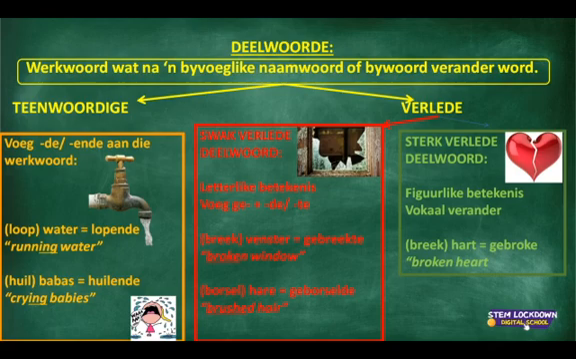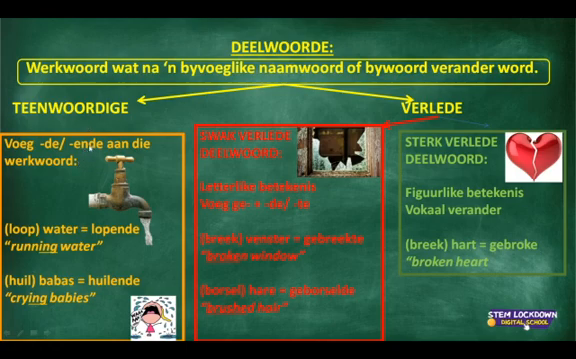And we get two types. Ons kry twee tipes. Ons kry die teenwoordige deelwoord en die verlede deelwoord. Okay, so we get our present participle and our past participle. Kom ons kyk eers na die teenwoordige deelwoord. Let's first have a look at teenwoordige deelwoorde. Jy voeg 'n de of 'n e en de aan die werkwoord. You usually add a suffix de or the ende at the end of the verb.